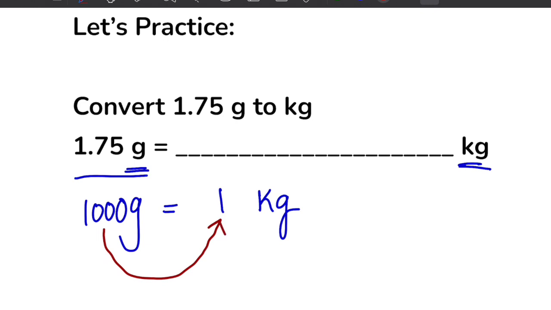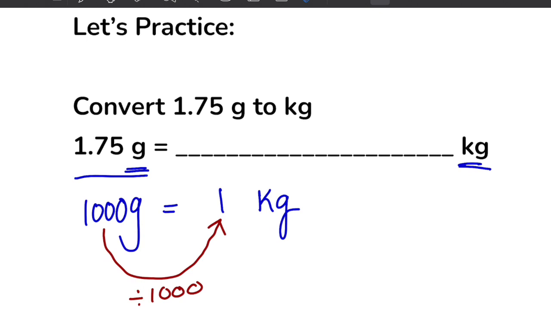Am I multiplying or am I dividing? Because the numbers are getting smaller, we're going from 1,000 to 1, we are dividing by 1,000. Why 1,000? Because 1,000 divided by 1,000 is equal to 1. Okay? Now that is the relationship between grams and kilograms.